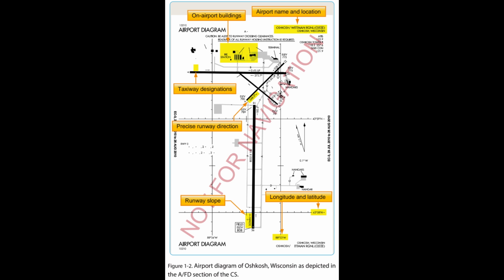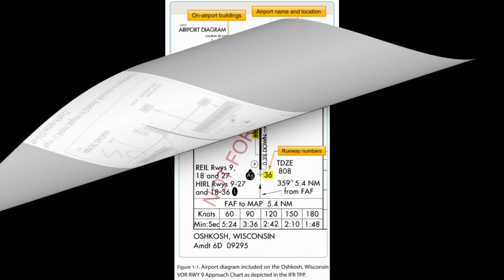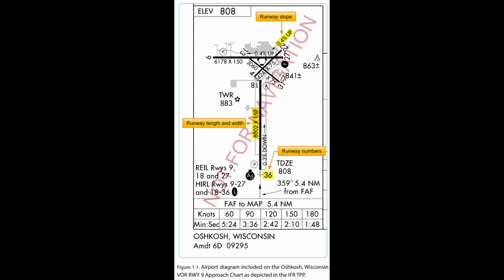It is a full-page depiction of the airport that includes the same features of the airport sketch plus additional details such as taxiway identifiers, airport latitude and longitude, and building identification. The airport diagrams are also available in the Airport/Facility Directory section of the Chart Supplement (CS) and on the Aeronautical Information Services website located at www.aeronav.faa.gov. Figure 1.1. Airport diagram included on the Oshkosh, Wisconsin VOR RWY-9 approach chart as depicted in the IFR TPP.